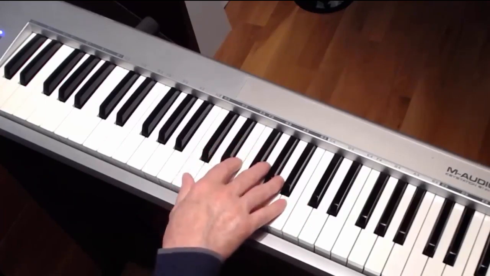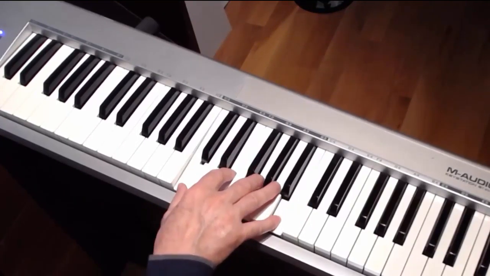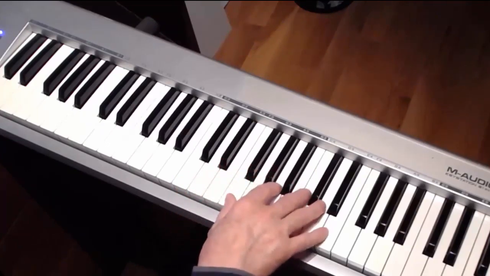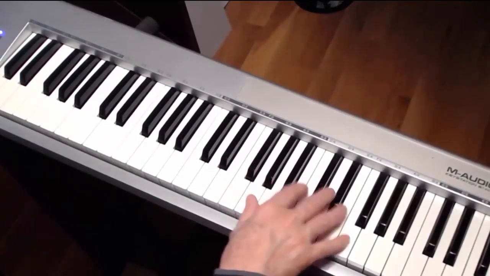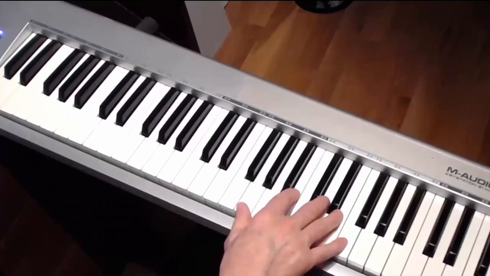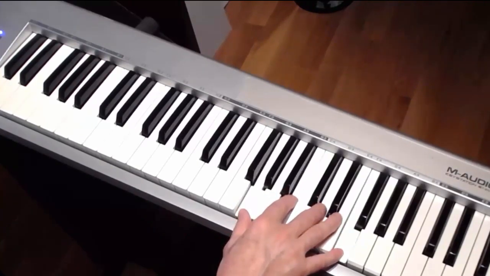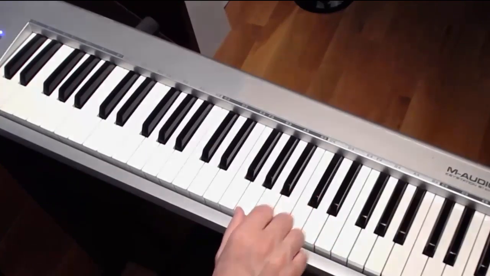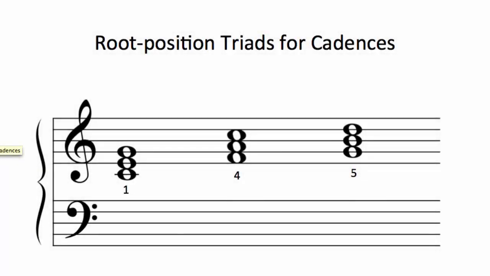For example, 1/7, 4/7, and 5/7. But for these simple cadence chord progressions, only the 5 chord will be played as a 7th chord. The chords and the cadences that you will be required to play are designated by the scale degrees on which they are constructed. For example, 1, 4, and 5.